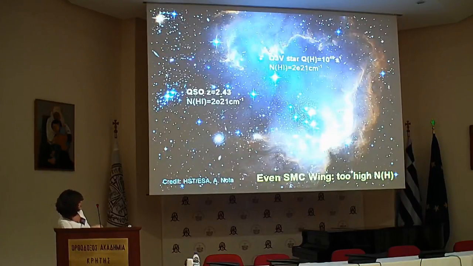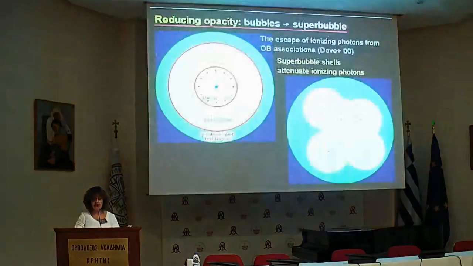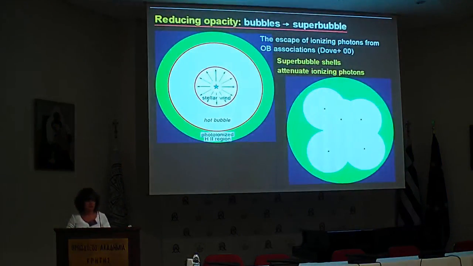Curiously, this guy here, I mean, you all know this picture, it's a famous Hubble poster. Curiously, this guy here is a quasar at redshift 2.4, and we can also probe column density to this quasar using, this time, X-rays, and the column density is absolutely the same as the column density to the star in this cluster, which means that this absorption is local. It's all sitting around this SMC wing. So we conclude, yes, there is a problem.